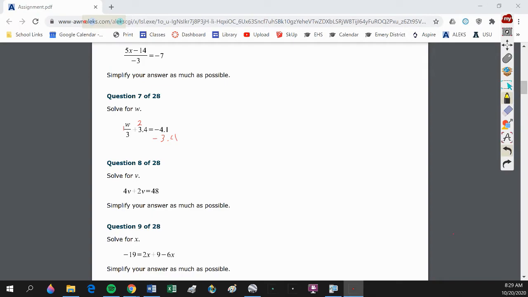Number 8, we have 2 v's. We have v's in 2 different places, so we need to combine like terms. What is 4v plus 2v? 6v equals 48, and then we would divide by 6.